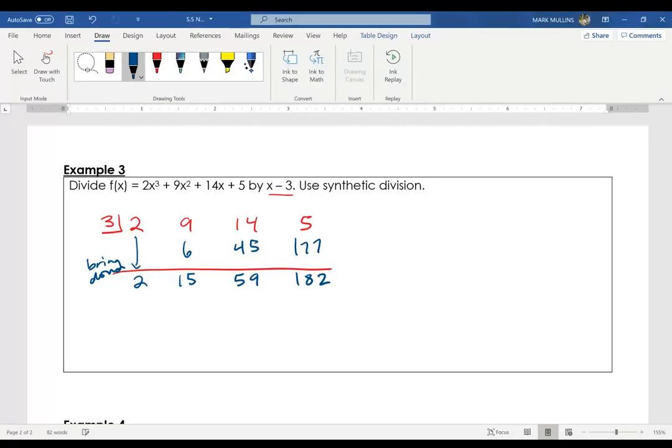And so if we started out with cubed, then this is going to be x squared. So it decreases your power by 1. So our answer will be 2x squared. And then the next term will be x. And then the next term will be a constant. And then the 182 will be our remainder. So 182 over x minus 3. So remember, we're always multiplying. And then we write it over here. And then we add. Multiply. Lots of notes here.